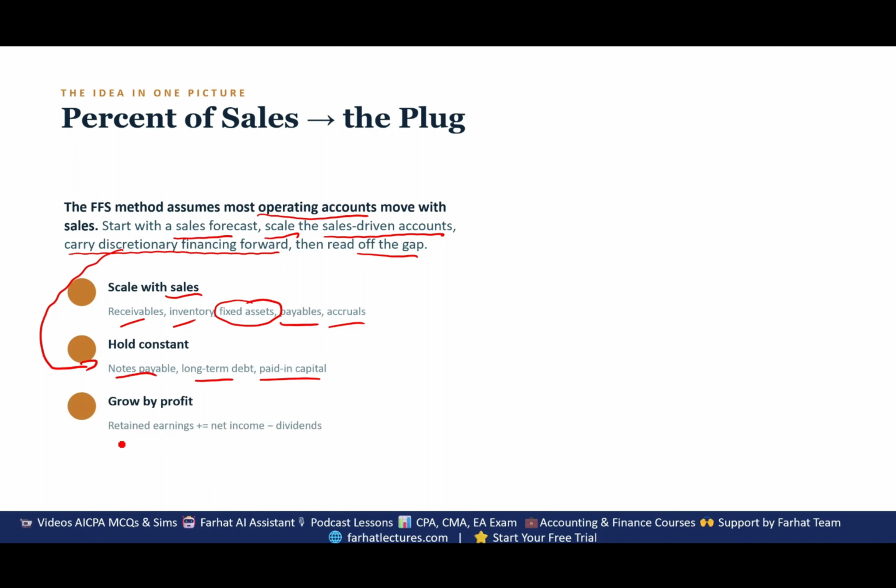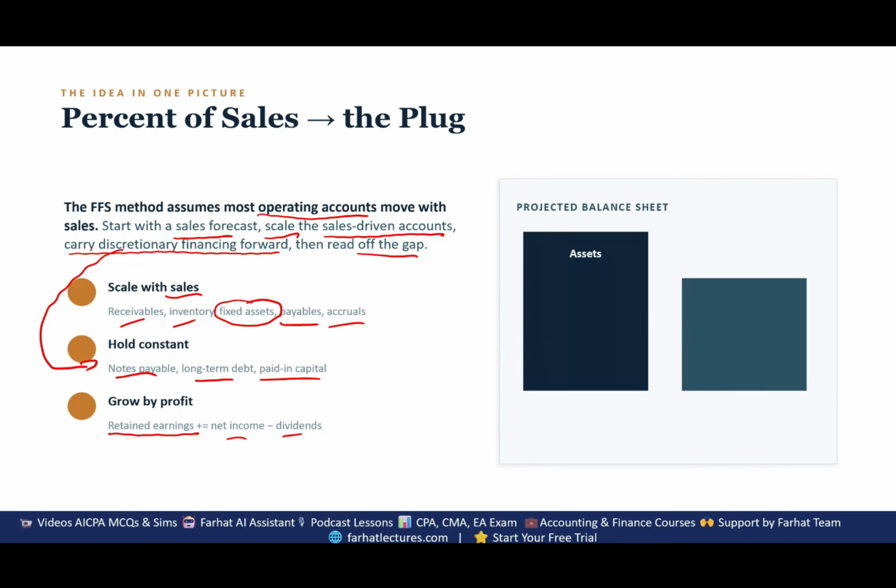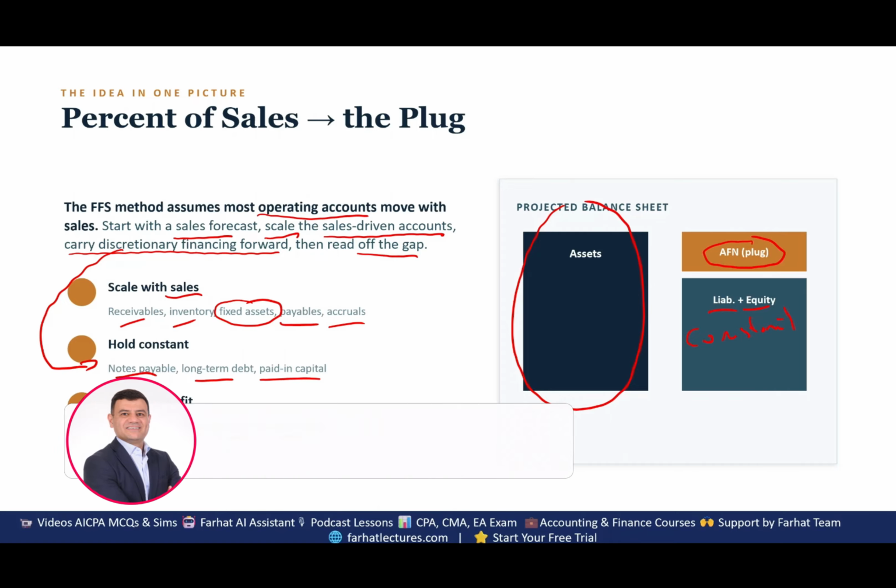Then we are going to figure out the retained earnings, which is we're going to take the old retained earnings, add to it net income minus the dividend. Then after all is said and done, we're going to come up with the projected asset side of the balance sheet. And remember, the liabilities and equity, we're going to keep constant. We're going to keep the same. And when we do so, we're going to find there's a difference, a plug that we need to figure out. And that plug will be the additional funds needed. So this is the big picture.